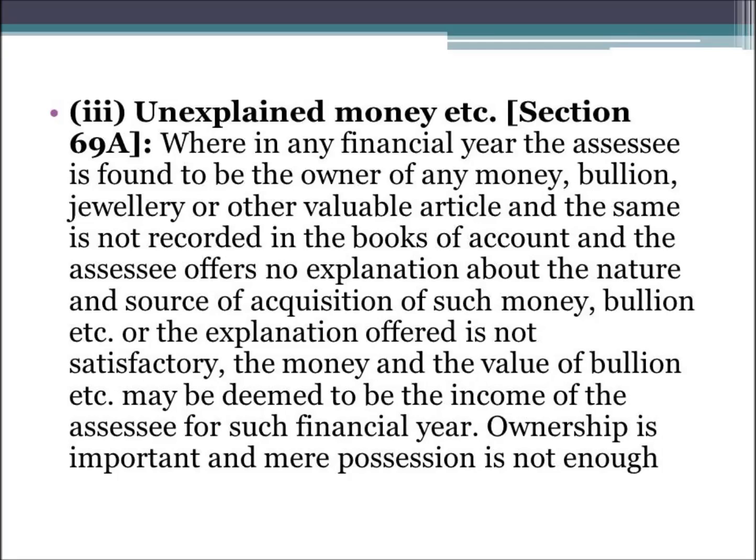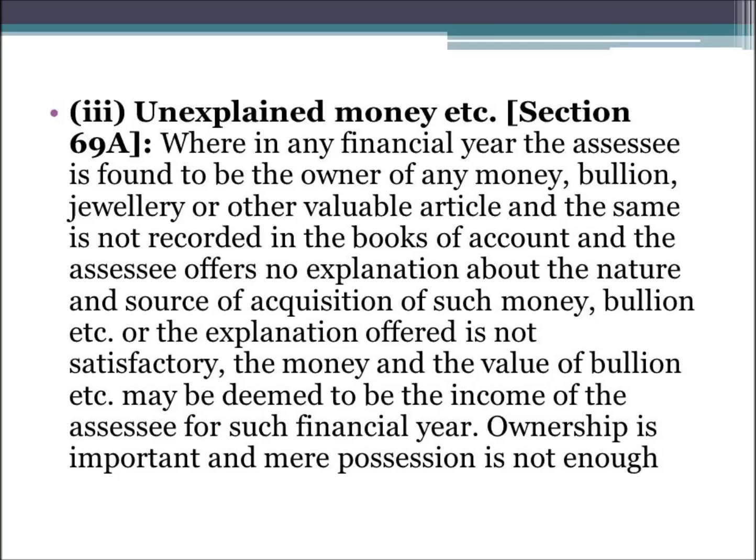Now third is the unexplained money etc. under section 69A. We are done with cash credit section 68. Then came unexplained investment section 69, and now is unexplained money under section 69A.